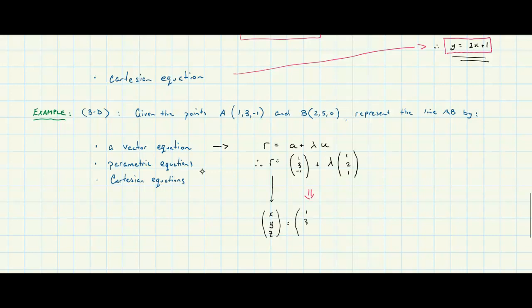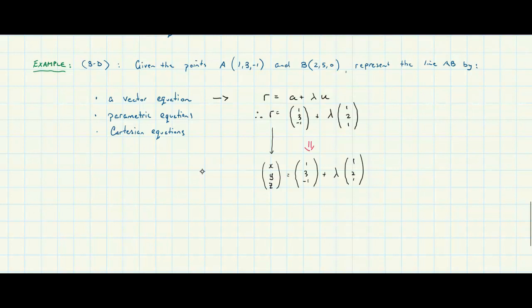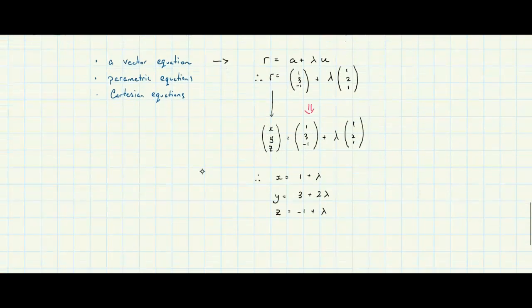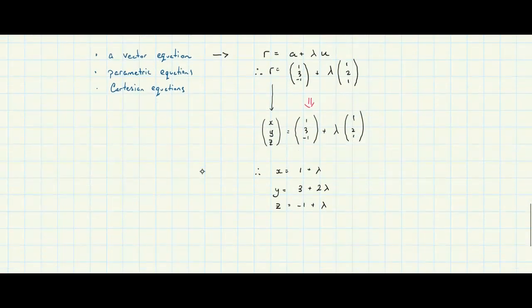And then it becomes fairly straightforward to represent this in parametric form by just taking the top layer, the middle layer, and the bottom layer of this format. So from this we say that therefore x is equal to 1 plus lambda, y is equal to 3 plus 2 lambda, and z is equal to negative 1 plus lambda. So that's our parametric form. So we're parametric equations there.